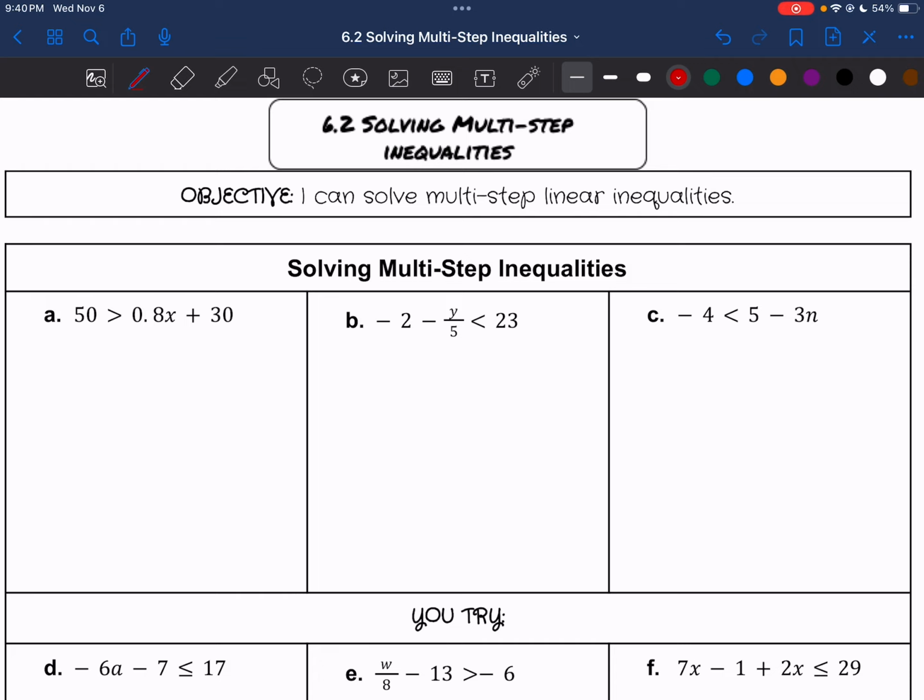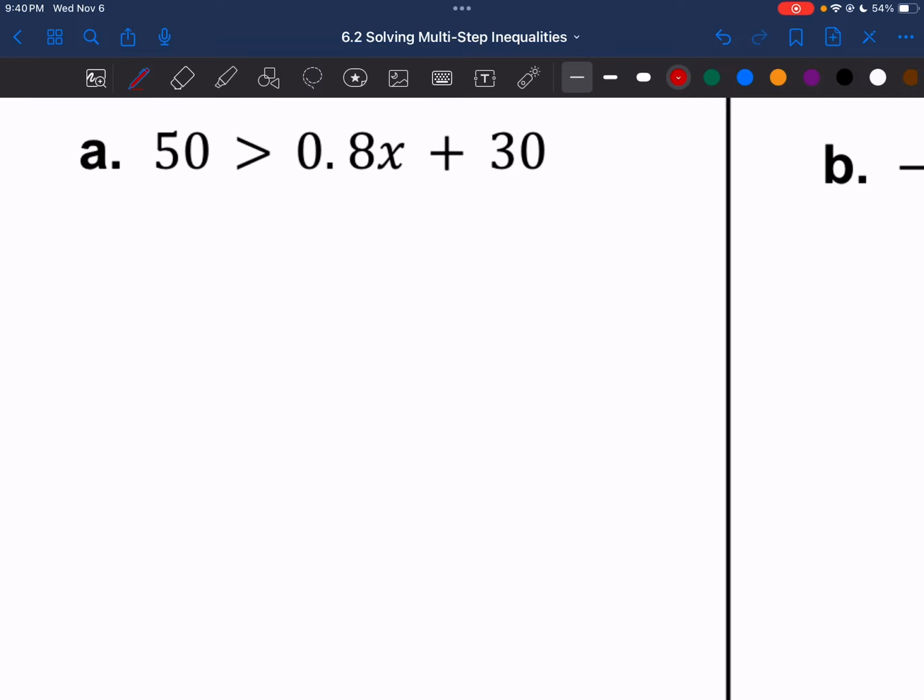So, what do we do when it comes to solving multi-step inequalities? Well, if we look at letter A, we're going to solve these the exact same way that we did with equations. So we've got our line down our equal sign. That's our wall. Anything that we're doing on one side, we need to do to the other. So we have 50 is greater than 0.8x plus 30.